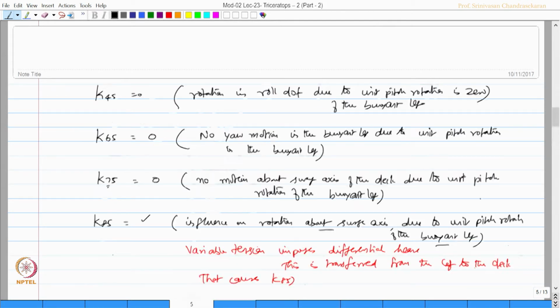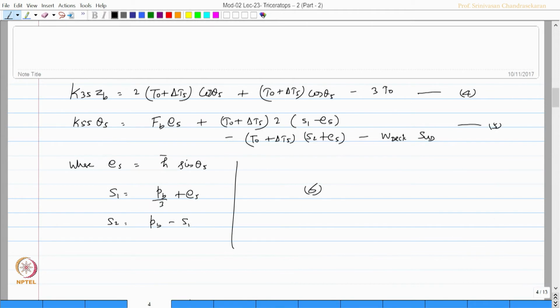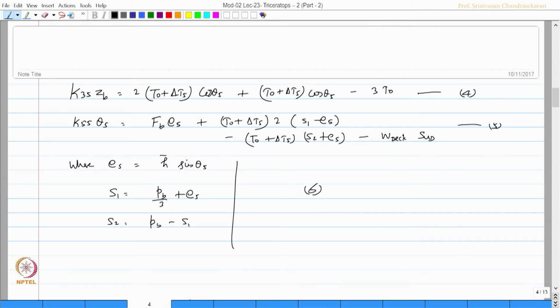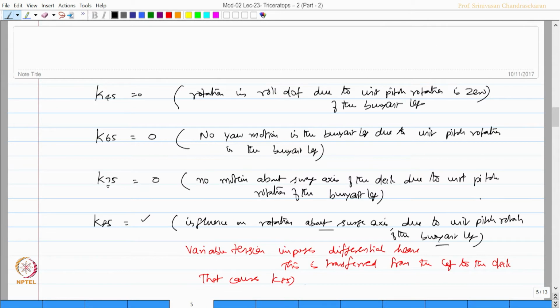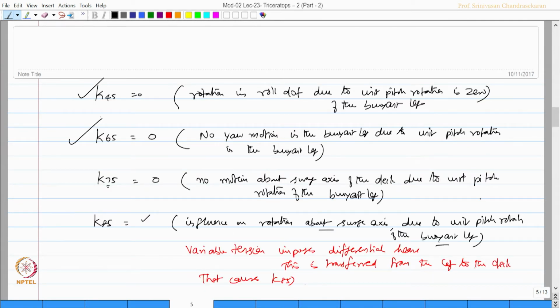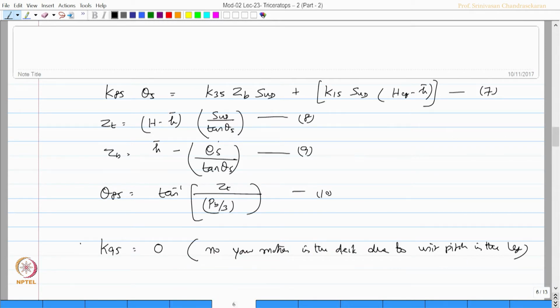So, by this logic I have worked out K1 phi, K2 phi, K3 phi, K4 phi, K5 phi, K6 phi, K7 phi, K8 phi and K9 phi. So, I got all the 9 coefficients, 6 for the legs and 3 for the deck, for unit rotation in the pitch degree of freedom. So, we have now derived the 5th column of this stiffness matrix.